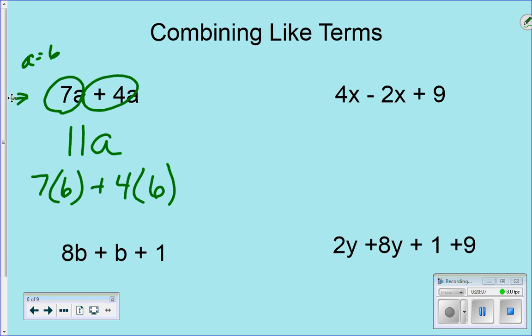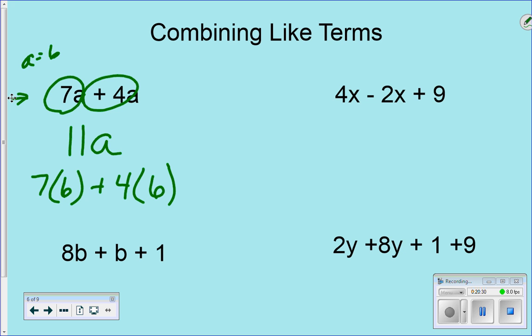How many times am I really multiplying 6? I'm doing it twice, but how many times am I multiplying by 6 here? 7 times. How many times am I multiplying 6 here? 4. So altogether, how many times am I really multiplying 6? 11. That's why it's not squared. Okay, does that make sense?